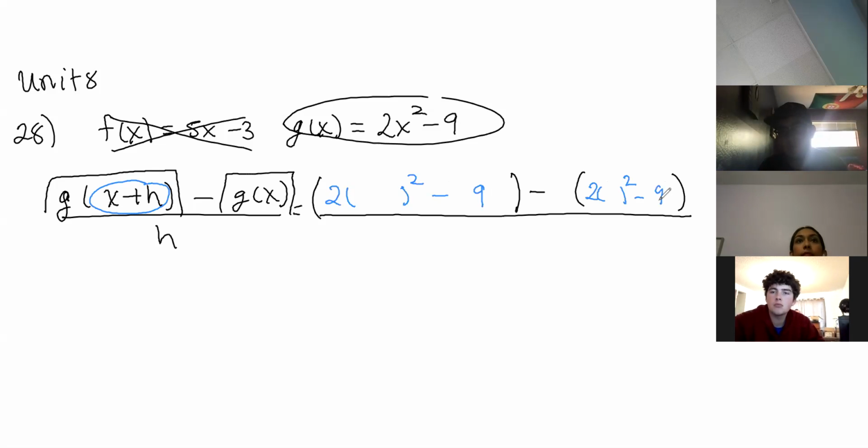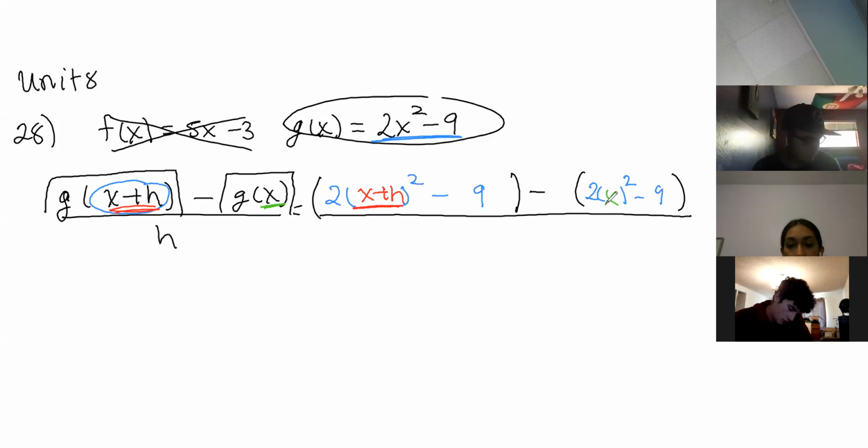So I do 2 blank squared minus 9, and then 2 blank squared minus 9. Do you see that in both cases, it's pretty much this? I just put blanks in where the x used to be. In the first one, what am I going to plug in? X plus h. In the second one, what am I going to plug in? X. And then it is all over h.